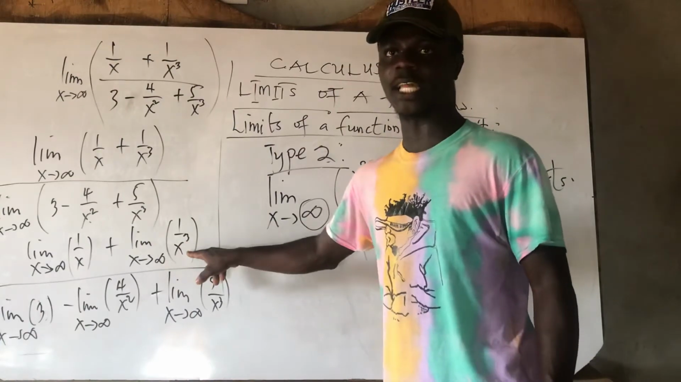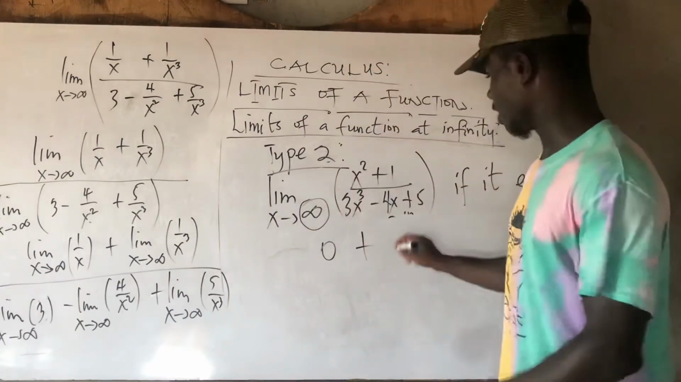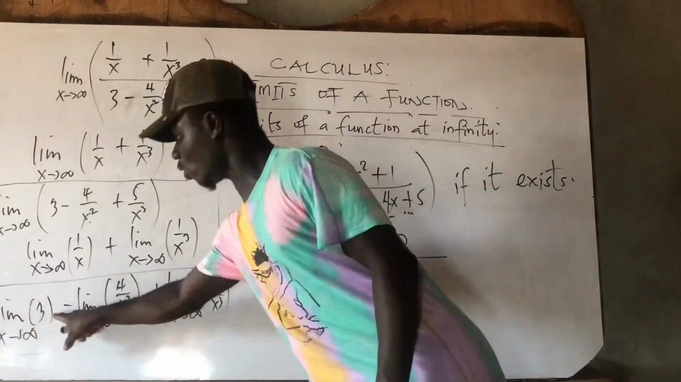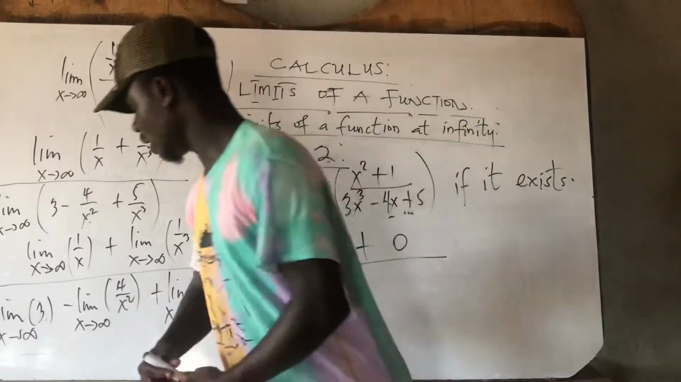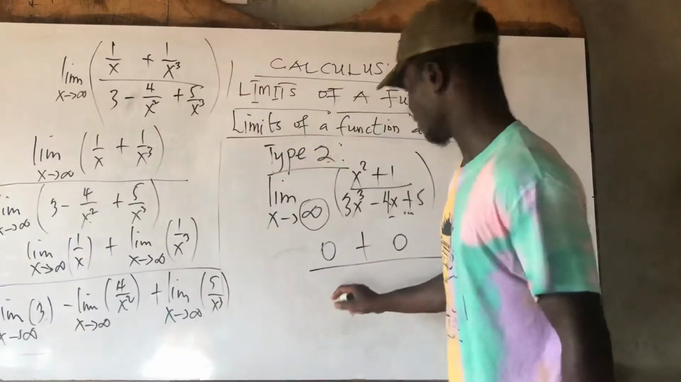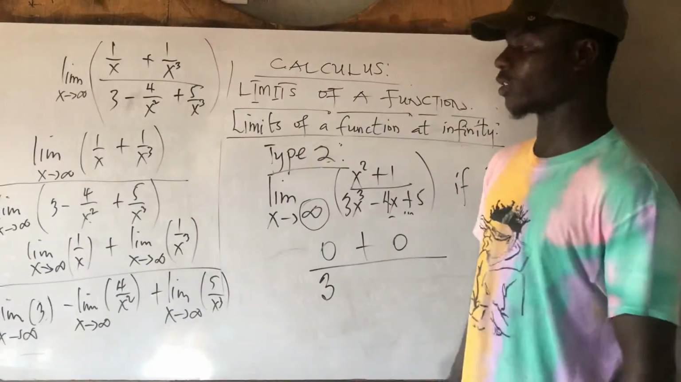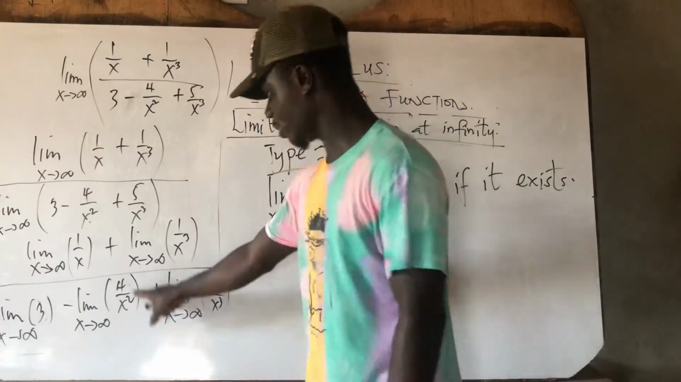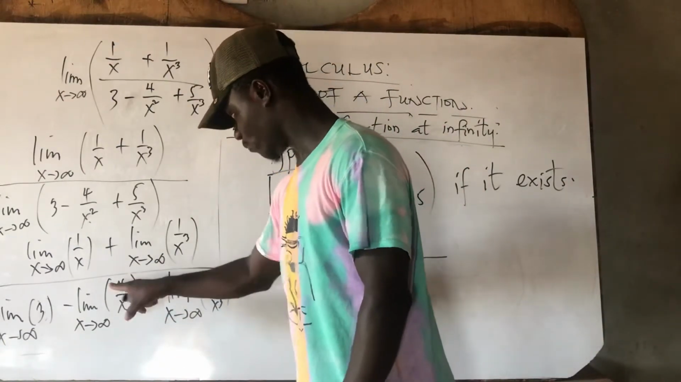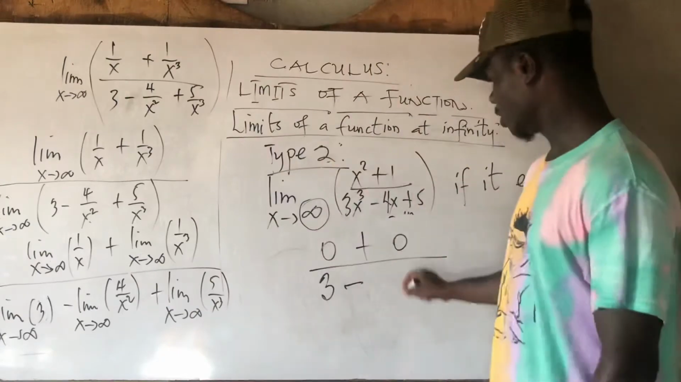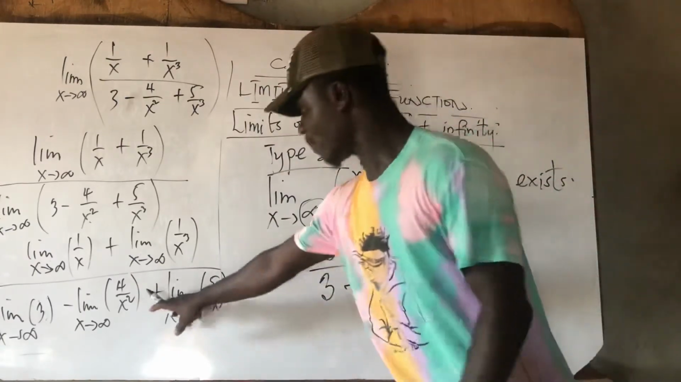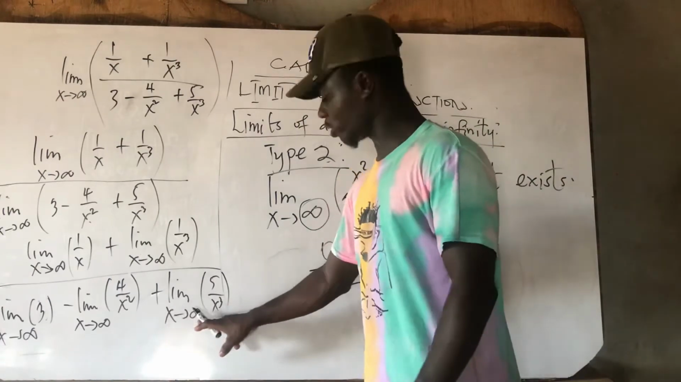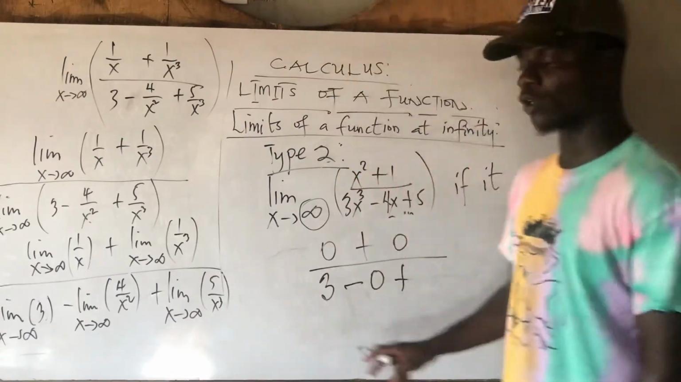And when you place in a larger number, this function tends to 0. Now the limit of a constant value as x approaches infinity is the same thing as the constant, which is 3, minus the limit as x approaches infinity of 4 over x squared, you get 0. Then plus the limit as x approaches infinity of 5 over x cubed.